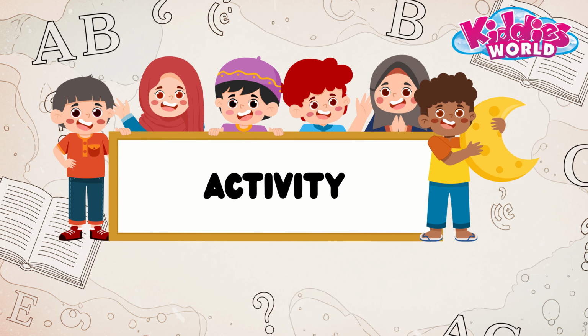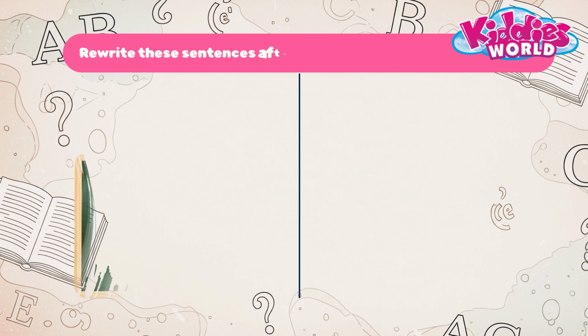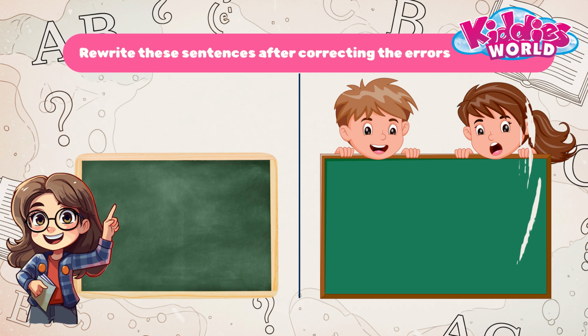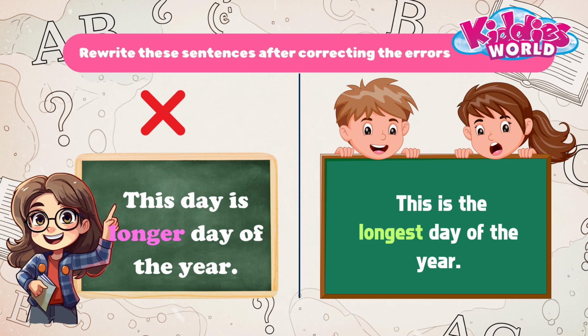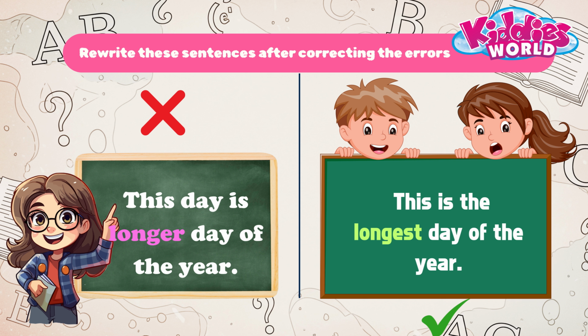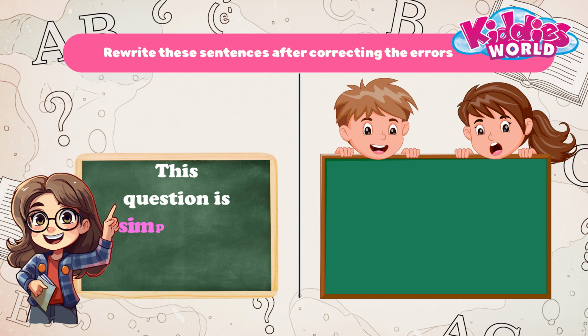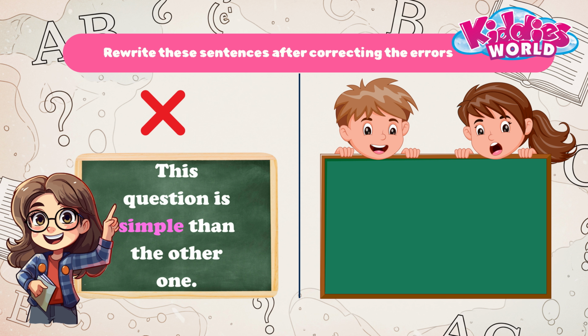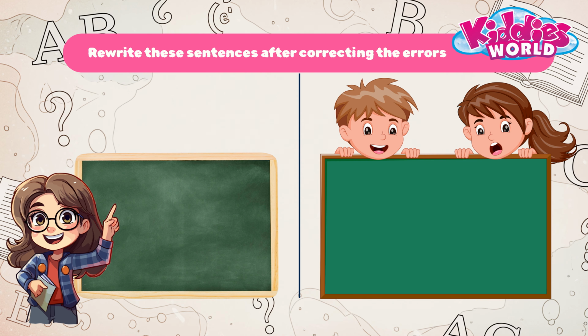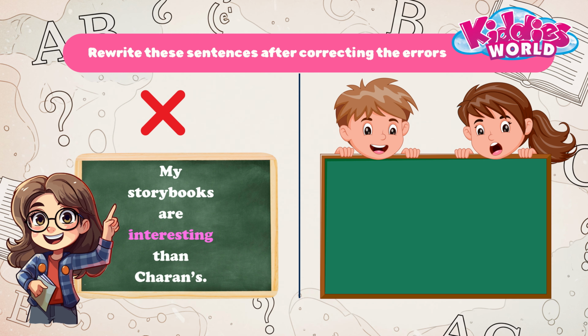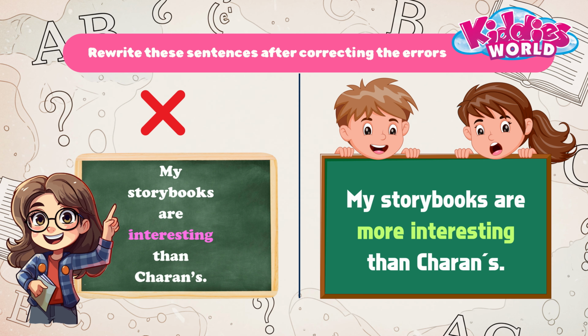Activity. Correction exercise. Rewrite these sentences after correcting the errors. This day is longer day of the year. Wrong. This is the longest day of the year. Right. This question is simple than the other one. Wrong. This question is simpler than the other one. Right. My storybooks are interesting than Charan's. Wrong. My storybooks are more interesting than Charan's.